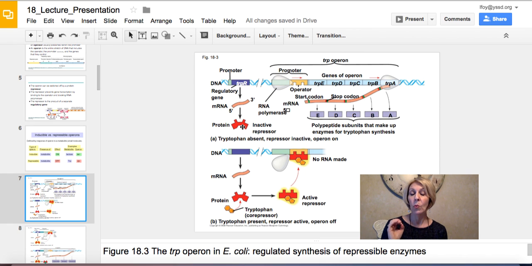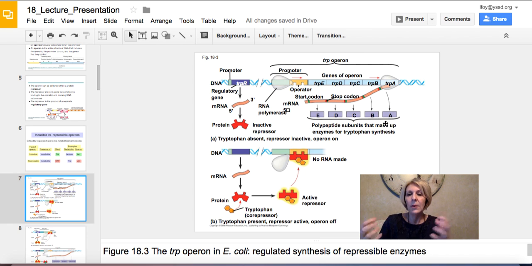But the regular way that this protein is made is in its inactive form. So it will not go over here and sit on the operator. This is when tryptophan is absent, so the operon is on. Bacteria are making these enzymes. Here's my RNA polymerase going down. It is transcribing. Here's my messenger RNA, and it is making these polypeptides that are going to make up the enzymes that make tryptophan possible.